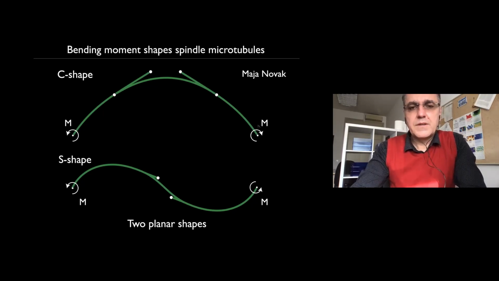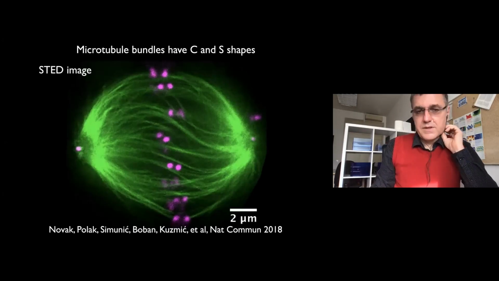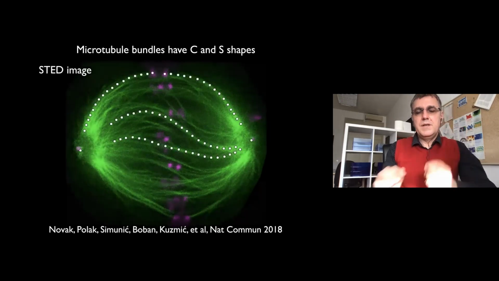So if we are discussing this as a two-dimensional shape, we can have these two rather distinguished behaviors. What do we have in real cells? In real cells, microtubules actually attain a variety of shapes.